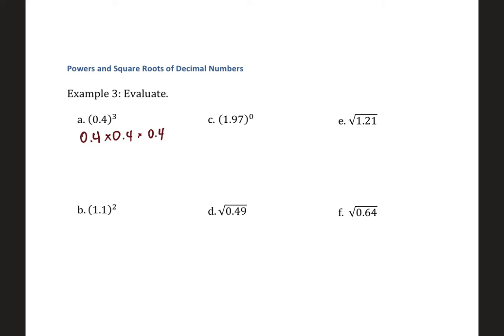If I multiply by 4, it's going to be 64. But I know I need to have 3 decimal places because I have 1 here, 1 here, 1 here. So I have 64, but I'm going to have 1, 2, 3. 0.064. And of course, this is something that you can write out instead of doing in your head. And then from there, it'll be easier to see the decimal places. Letter B, 1.1 squared is just 1.1 times 1.1. Here, I can already tell 11 times 11 is 121.